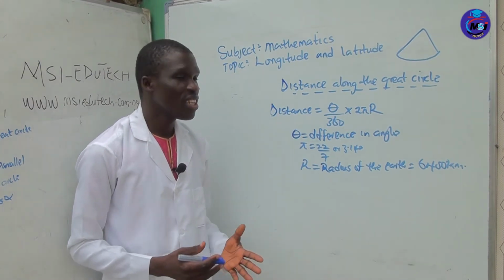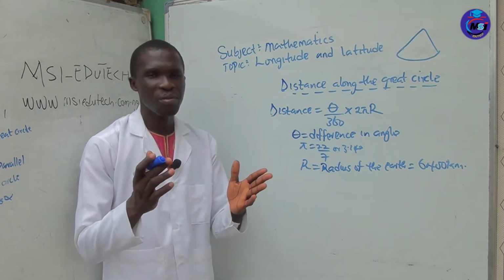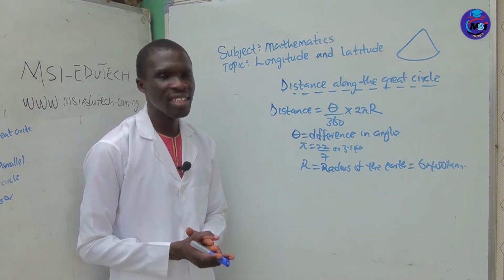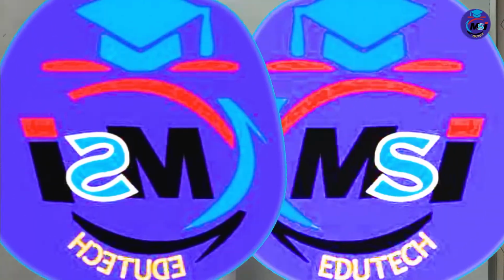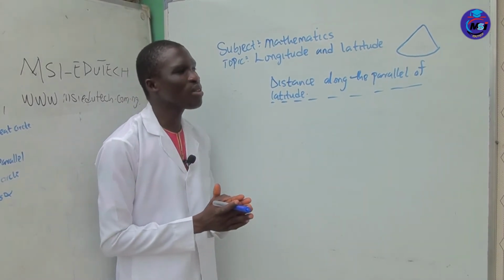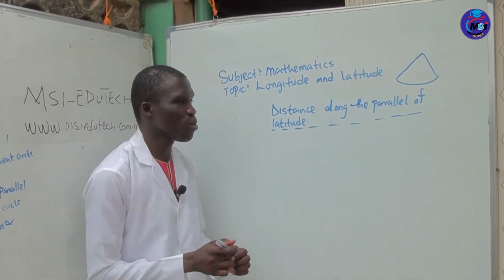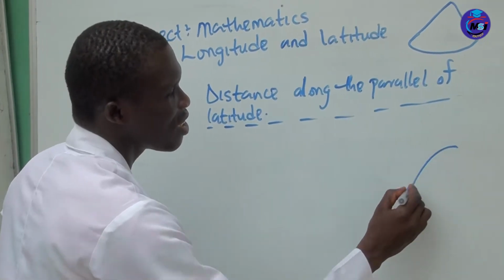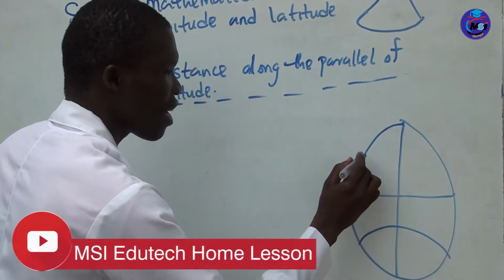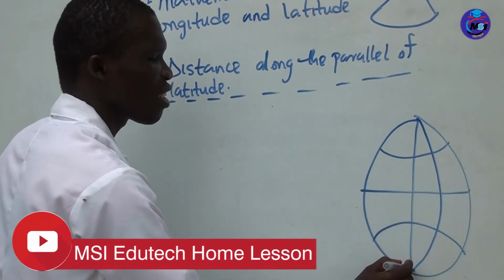So let me go to another formula. Then from that I will give you an example where to apply this and where to apply the second formula. Now we want to look at distance along the parallel of latitude. I need to draw something for you not to get confused. Let's say, for instance, you have something like this. You have latitude here, you have another latitude here. You have longitude here.